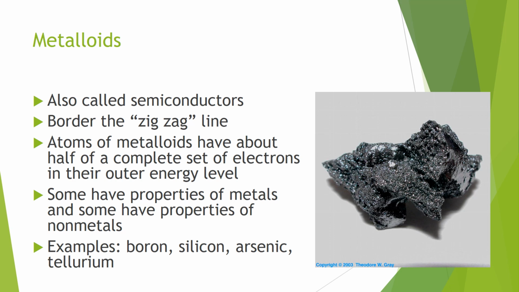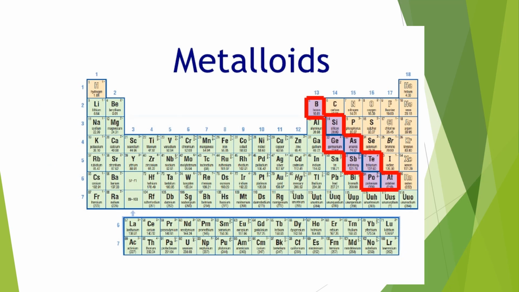We have boron, silicon, arsenic, tellurium. Those are just a few examples, but we don't have a whole lot on the periodic table that's considered to be a metalloid. If you look there, you can see we've got a group of 8 going from boron on the top left down to astatine on the bottom right, and that's what borders the zigzag line and makes up our metalloids.